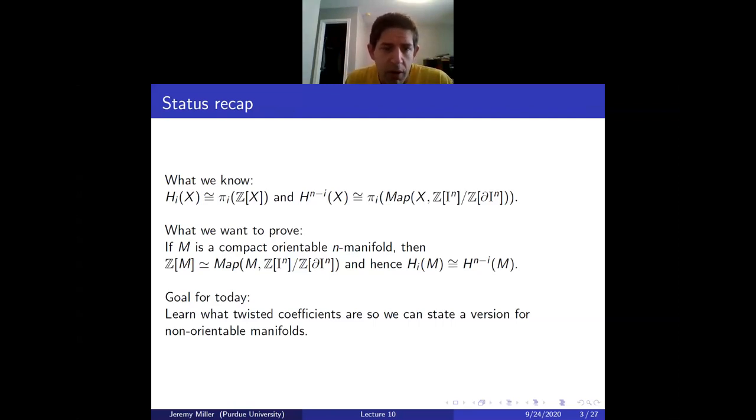What we know so far is that the homology of a space X is isomorphic to the homotopy groups of the free abelian group on that space, and the n minus ith cohomology is the ith homotopy group of maps into an Eilenberg-MacLane space.